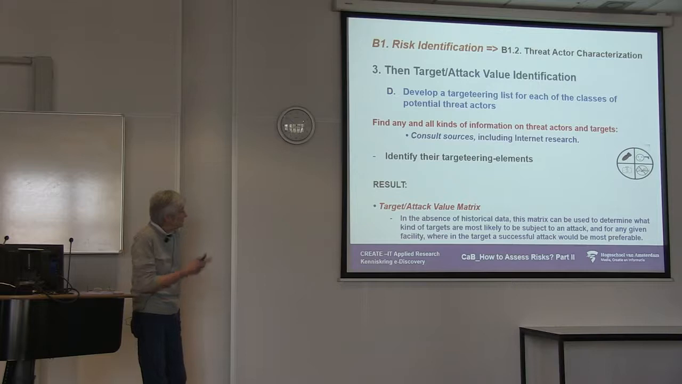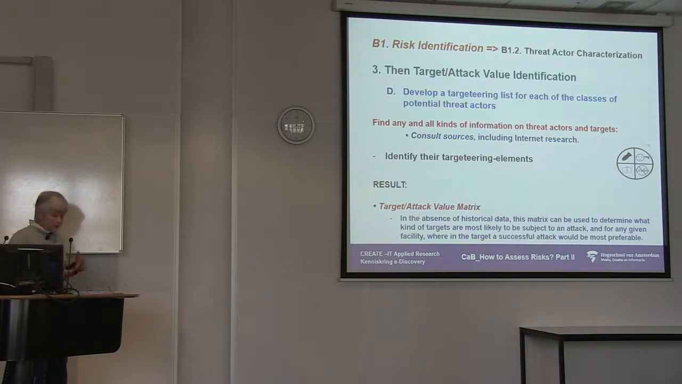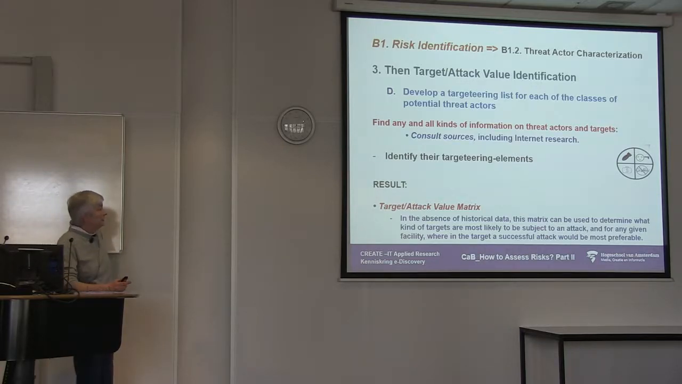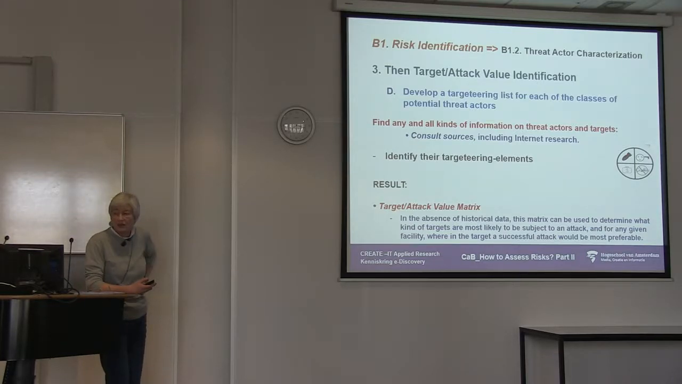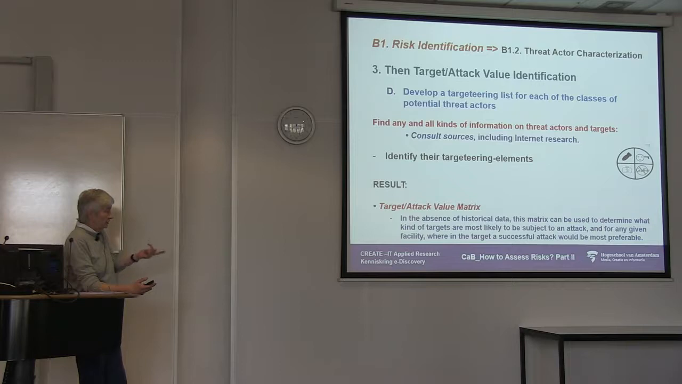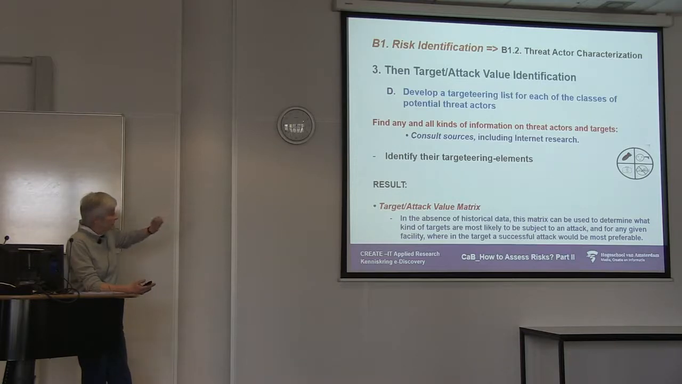Okay. Then you have to do the next step after you have done the threat agents list. You scored the adversary means. Now you have to look into the target attack value. What is the most interesting part for a threat agent? Well, then you have to know something about targeteering. You have a target, the asset or the organization you want to attack, but there is more, you have to know something about the MOM. And the result is what we call a target attack value matrix.